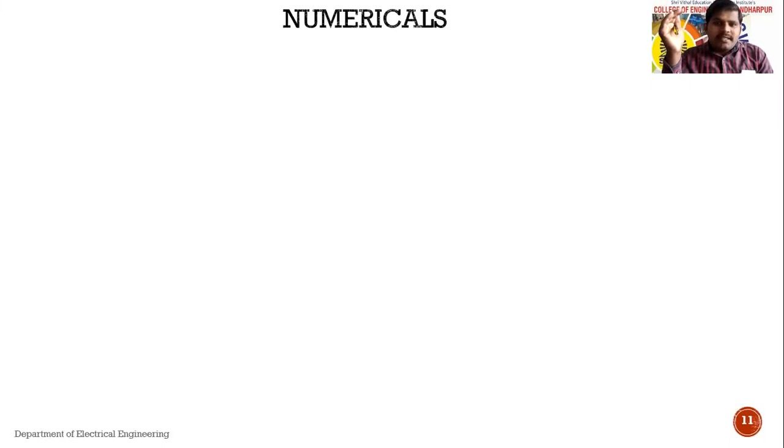In the Hopkinson test, two identical machines are used. One machine is run as a motor and one machine is run as a generator. The Hopkinson test is also called the back-to-back test. We already discussed that there are two identical machines. One runs as a motor, one runs as a generator.